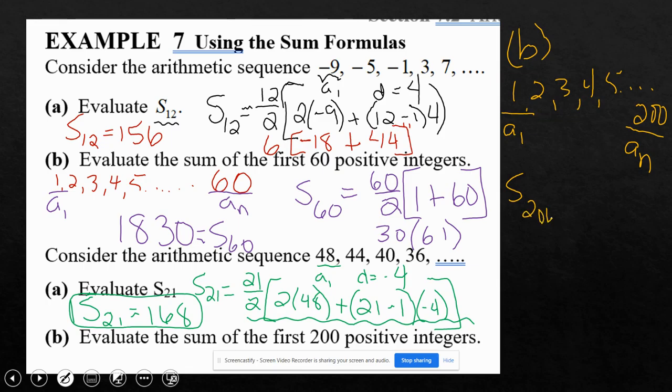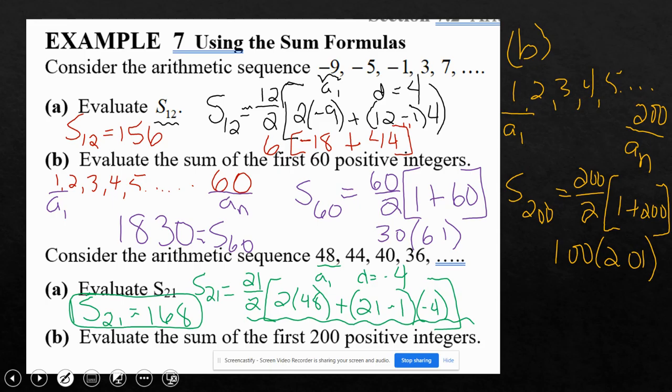The sum of the first 200 positive integers is 200 over 2 times 1 plus 200. 1 is our first term, 200 is our 200th term. That's 100 times 201, which makes the sum of that first 200 terms of positive integers 20,100.